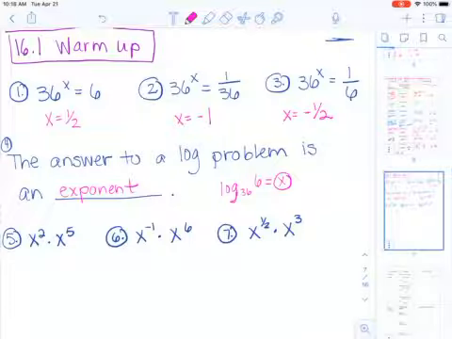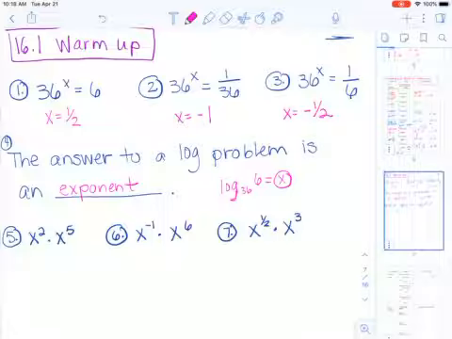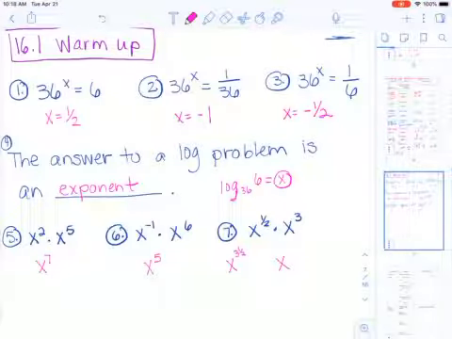What do we do with the exponents if we are multiplying? So if I had x squared times x to the 5th, I would get x to the 7th. If I had x to the negative 1st times x to the 6th, I would get x to the 5th. And if I had x to the 1/2 times x to the 3rd, I might say x to the 3.5 power, although more likely you'd see it as x to the 7/2.